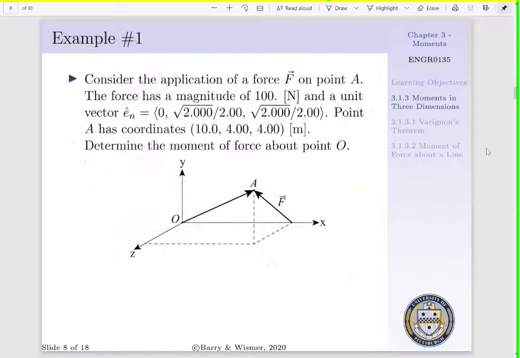In example 1, let us consider the application of a force on a point. That is, we have F acting on A. The force has a magnitude of 100 newtons, and it's described by the unit vector 0, square root 2 divided by 2, and square root 2 divided by 2. Now point A has coordinates of 10.0, 4.00, and 4.00 meters. We want to determine the moment of force about point O.